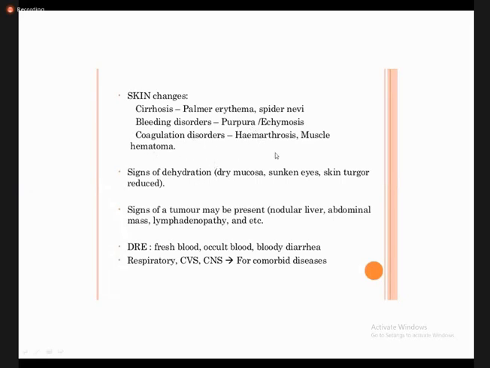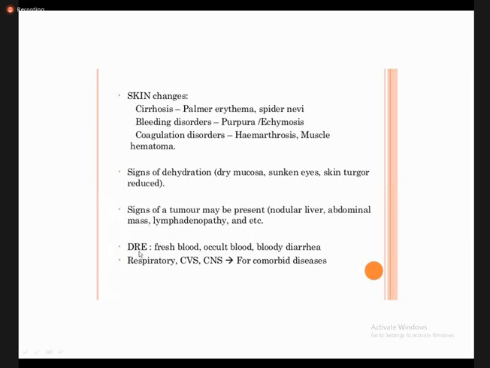If the patient has coagulation disorders, the patient can have hemarthrosis, like blood accumulation in the large cavities of the joints and over the muscles, so muscle hematomas and hemarthrosis. Then the signs of dehydration, apart from the vitals, you can also see dry mouth, mucosa, sunken eyes, skin turgor is reduced. Then the signs of a tumor: if we are suspecting any GI tumor along with weight loss and GI bleed, other features can be present in the patient, like nodular liver, any abdominal mass, lymph nodes, etc.